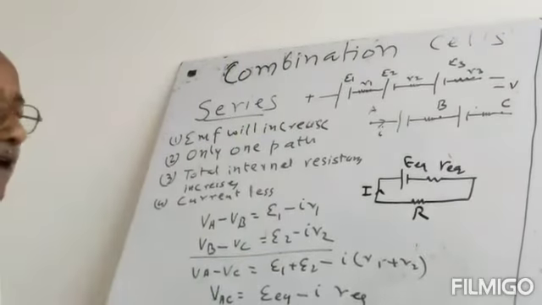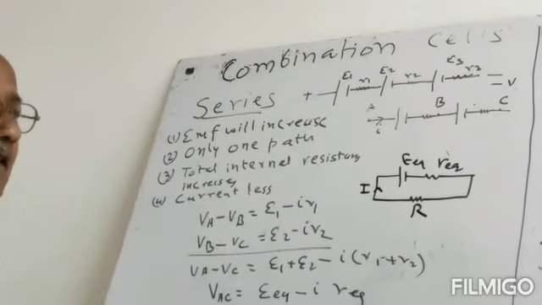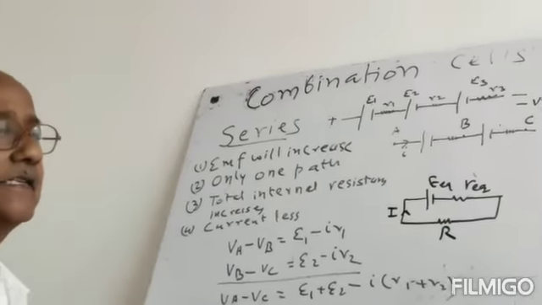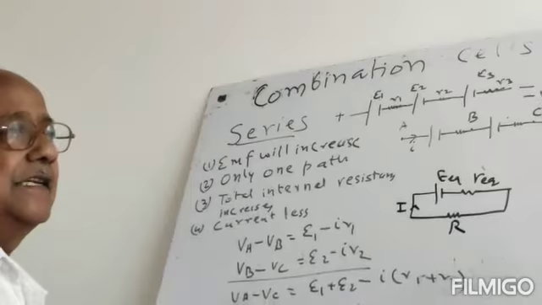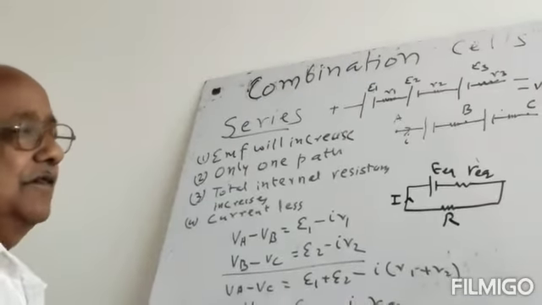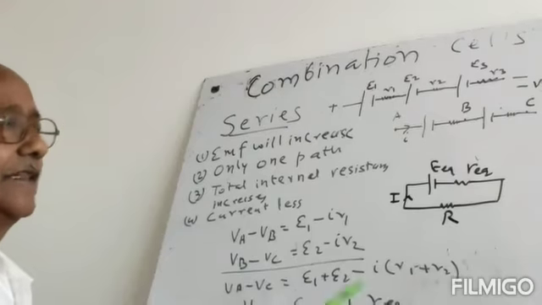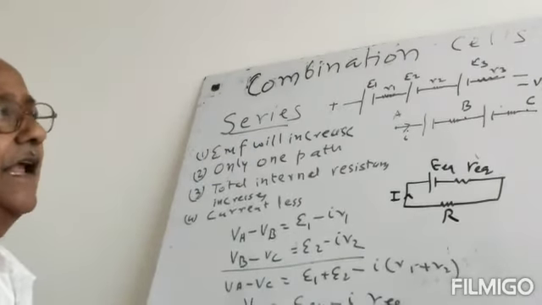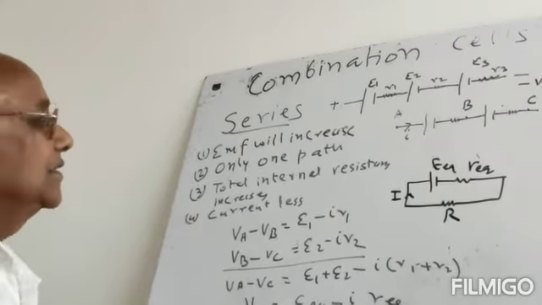Combination of cells. As we have earlier dealt with the combinations of resistances, and resistances can be connected in series as well as parallel, similar to that we have a combination of cells: the cells in series combination and cells in parallel combination.